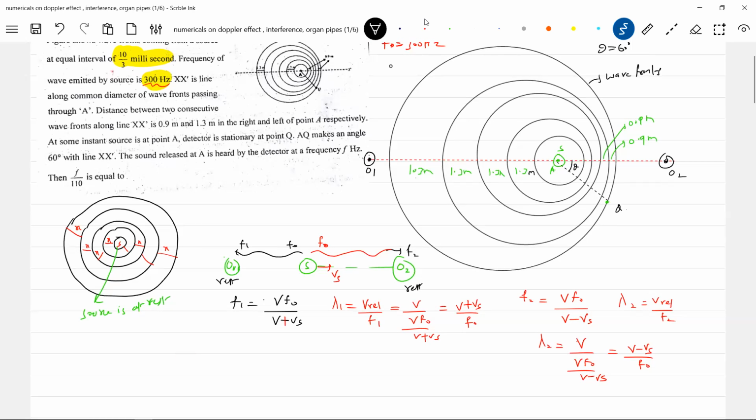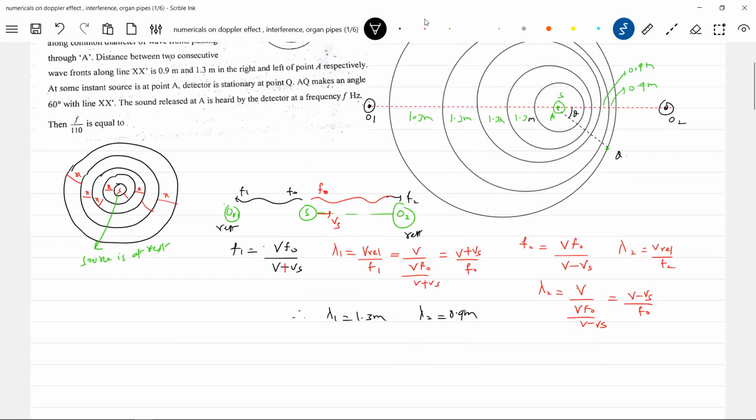Lambda one is equal to 1.3 meter. Lambda two is equal to 0.9 meter. And I know F naught. What are the unknown things? V and Vs are unknown. Solving these two equations will get the required answer. Let me go for solving. So therefore this will be 1.3 times the speed of sound.